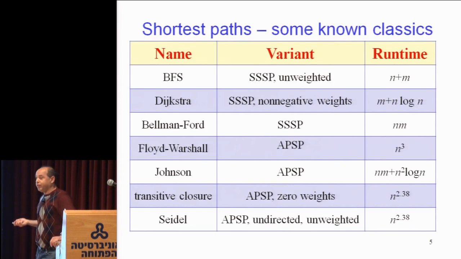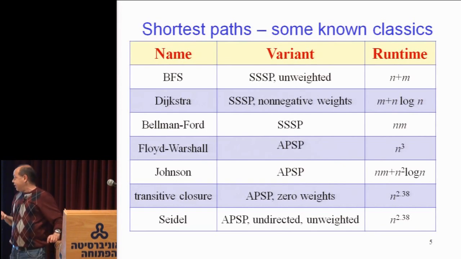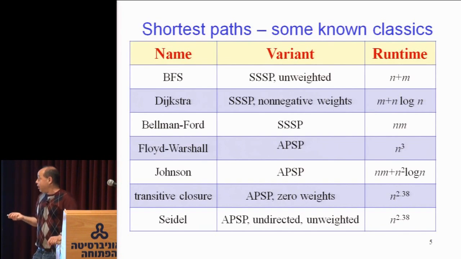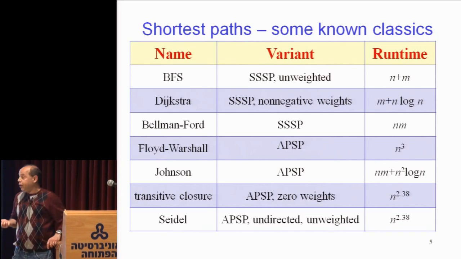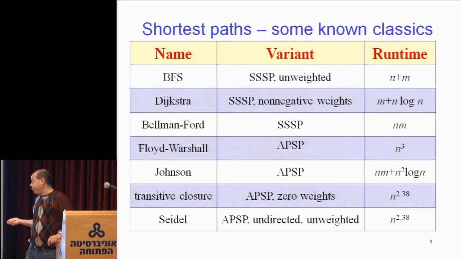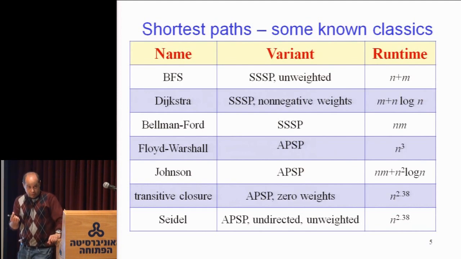We can also view transitive closure as a case of a shortest path problem. Transitive closure is just an all pairs shortest path in graphs with zero weights, right? We only care about reachability. You can also view transitive closure as threshold all pairs shortest path in a graph with weights one, where your threshold is n. Because if you can reach from u to v, you can necessarily do it in at most n steps, right? You don't go through cycles. So this can also be viewed as a threshold algorithm.